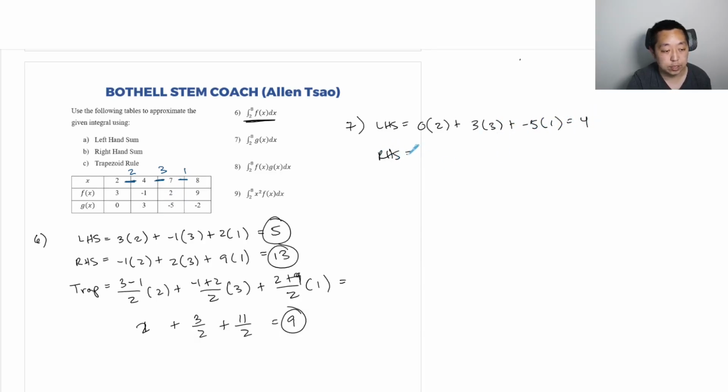And then the right-hand sum, on the interval width, you always pick the right value. So it's going to be 3 times 2. And I'm using g of x here. And then I'm going to do -5 times 3.